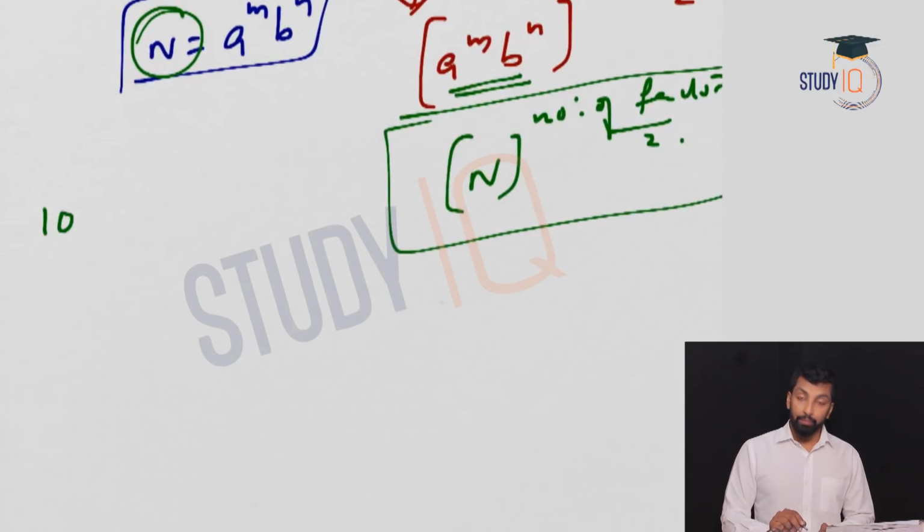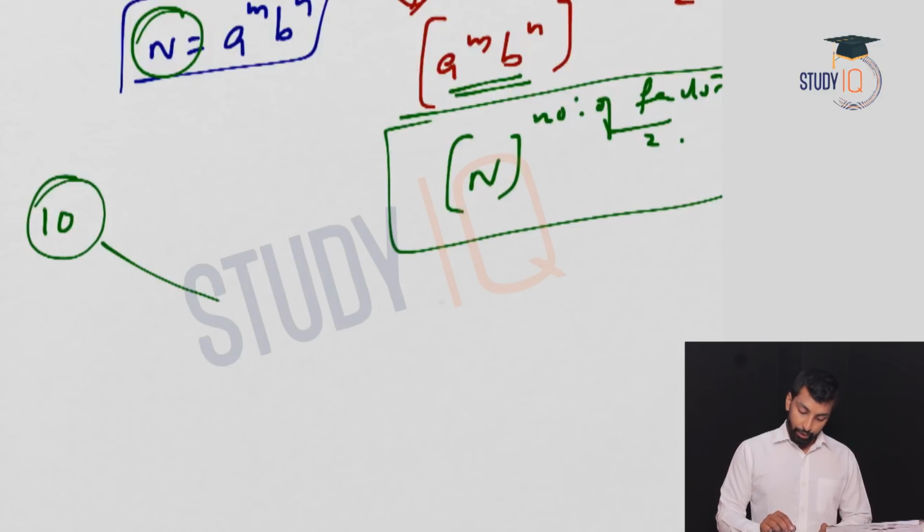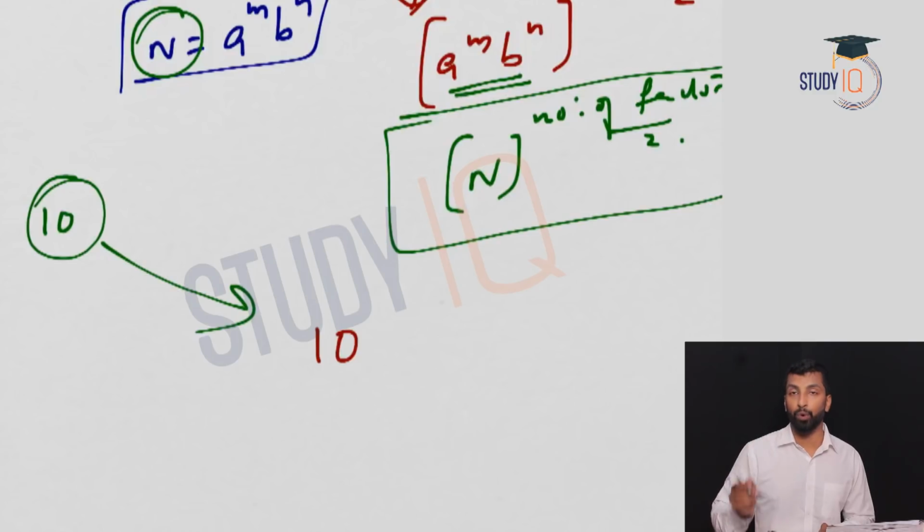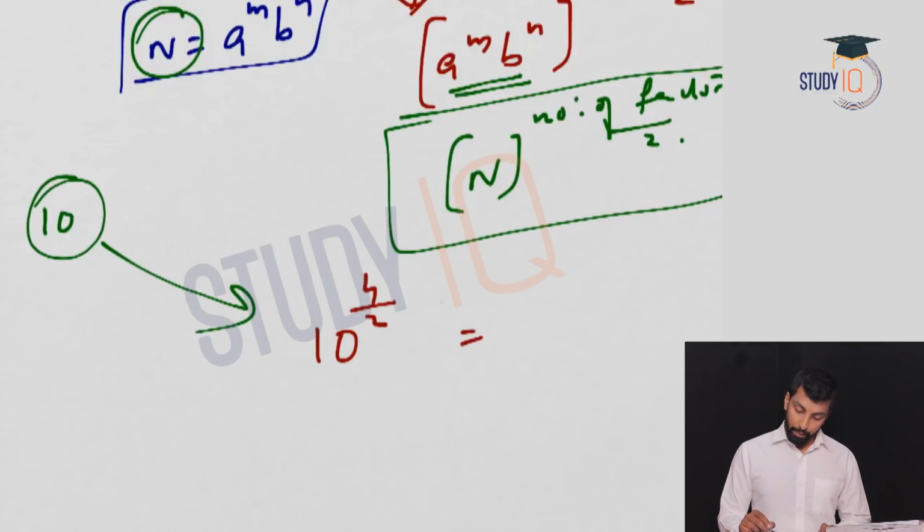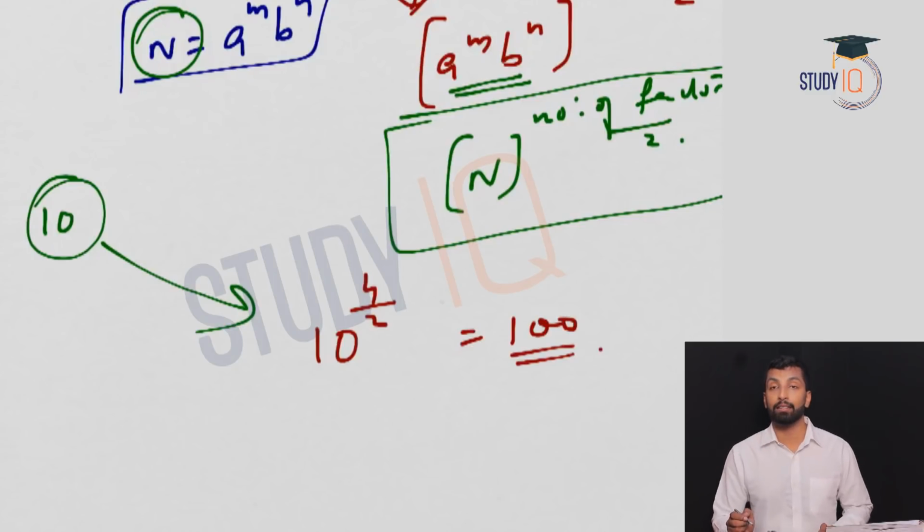So 10. If I ask you the product of factors of 10, what is your answer? You will first write the number. Then you will write the number of factors of 10, right? We know that is 4. So that is 4 divided by 2. So 10 raised to 2 means 100. So the product of factors is 100.